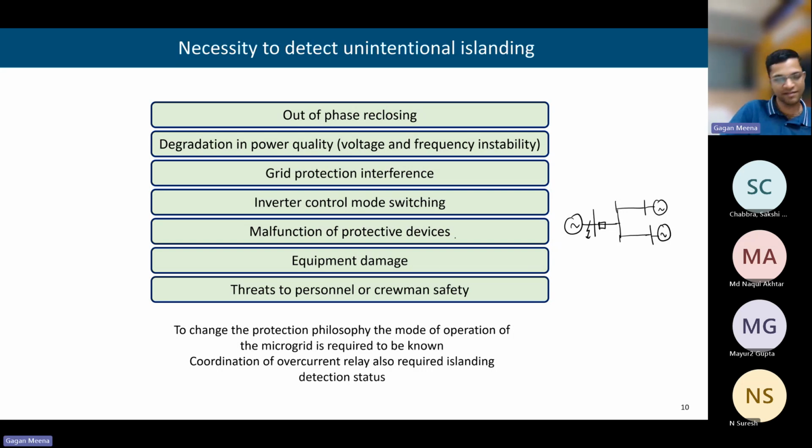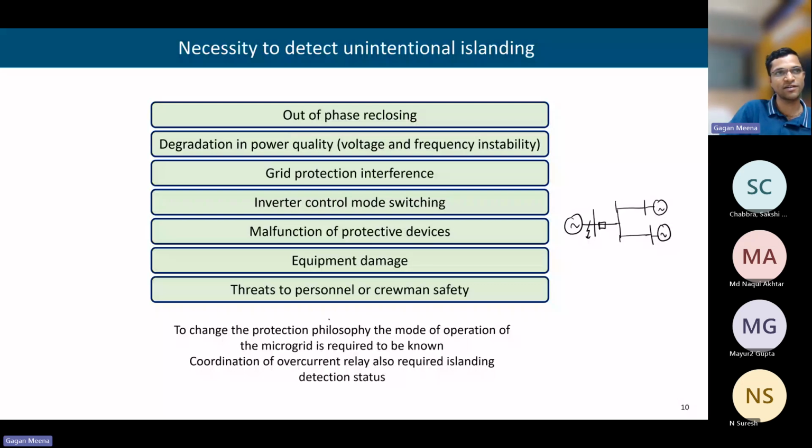Similarly, there can be damage to the protective devices or failure of the protection system also. We will see what the challenges are in the next slides. Yes, so that's why we need to change the protection philosophy depending upon the mode of operation of the microgrid. And for that, we need to know the mode of operation of the microgrid.